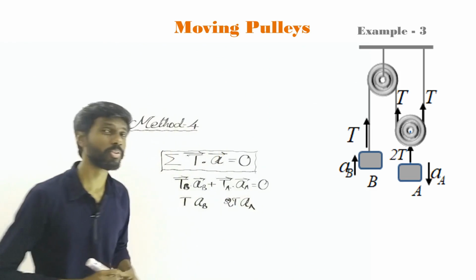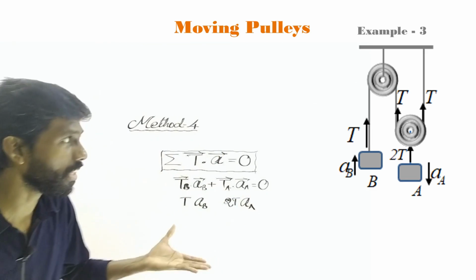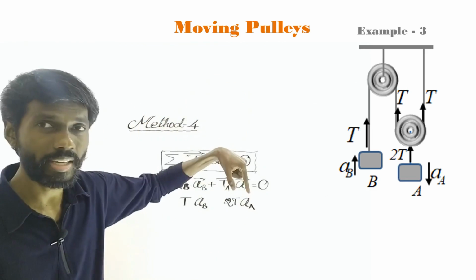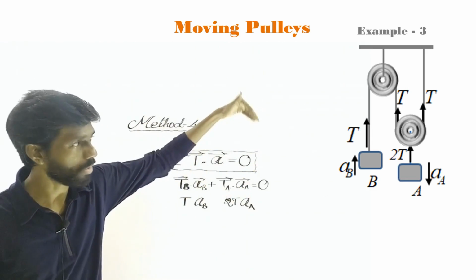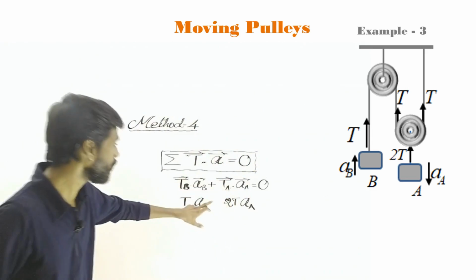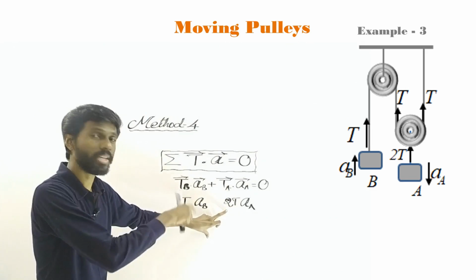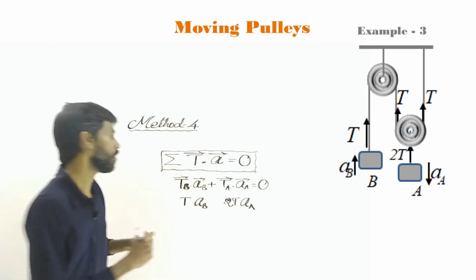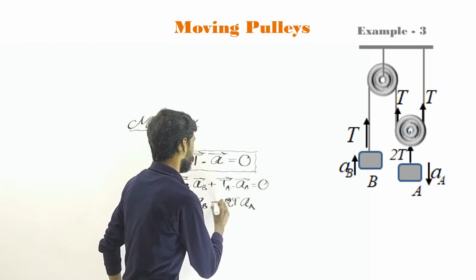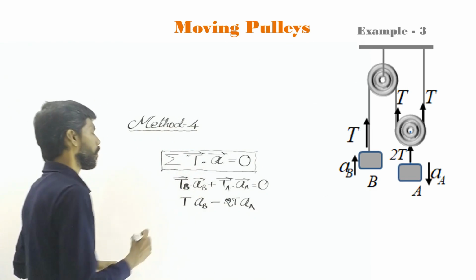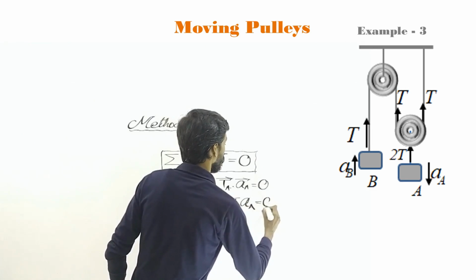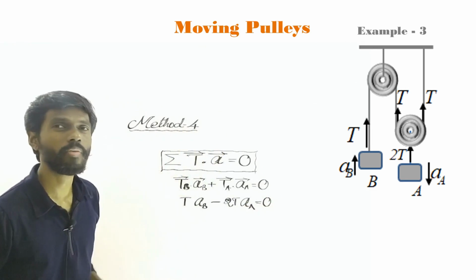So now, positive or negative? The tension is acting in the upward direction. The block A is going in the downward direction because we have assumed that the block B is moving upwards. So that means A must be moving in the downward direction. The tension is in the upward direction and the acceleration is in the downward direction, so they are in the opposite direction. So we have to write minus. So that is equal to 0. That's all. This will give you our required relation, right?